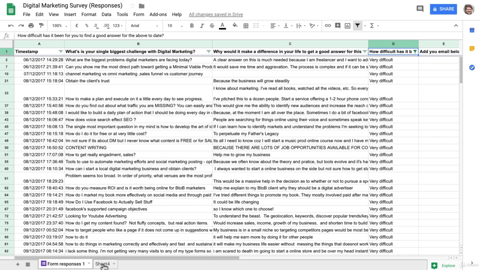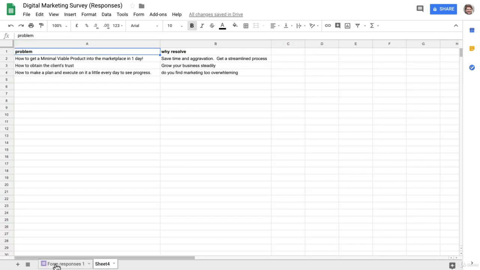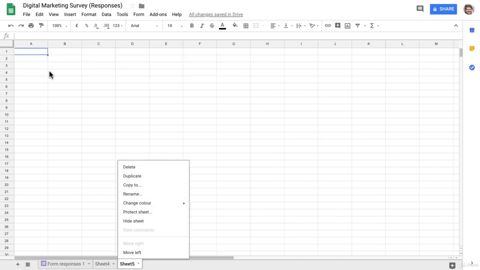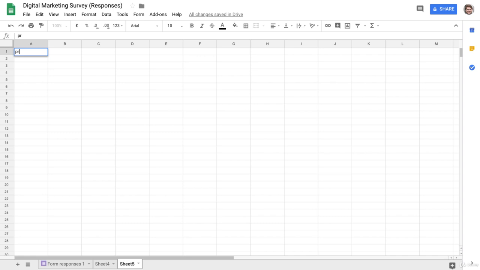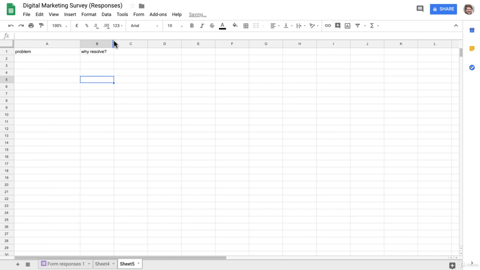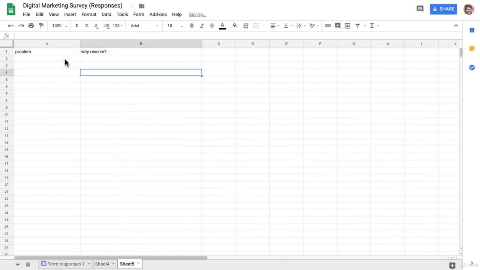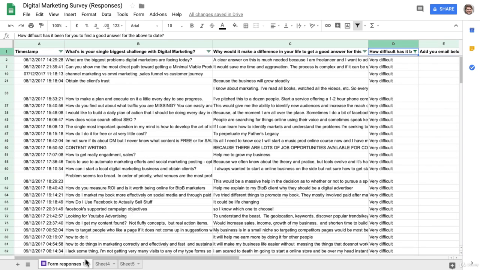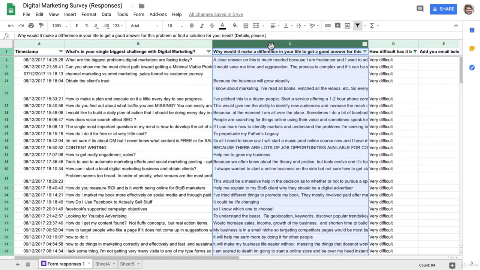Now, the next thing you want to do is go ahead and open up a different tab here. You can just add that like that. What we're going to do in this tab is just write down "problem" and "why resolve it." So these are the two important things that we want to get out of this survey when we look at it. We want to know what the problem actually is and why it's going to be important for them to resolve it. So that'll really come from these two columns.